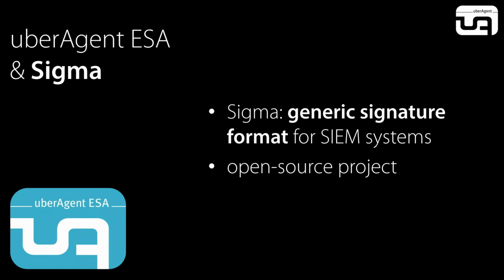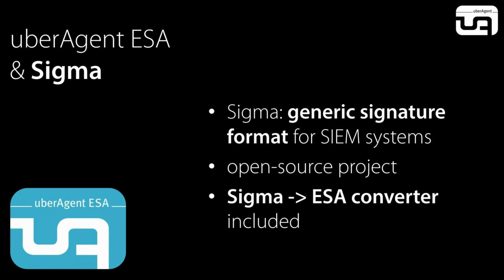And anybody can take a look at the signatures, can contribute to the project. And with the converter that we have, you can convert all or just a subset of Sigma signatures to ESA rules. So that happens fully automatically. You just have to run a little script, that's it. And then the resulting rules can be used with ESA directly. In fact, that works so well that we are shipping a subset of Sigma signatures converted to ESA rules with the product right out of the box.